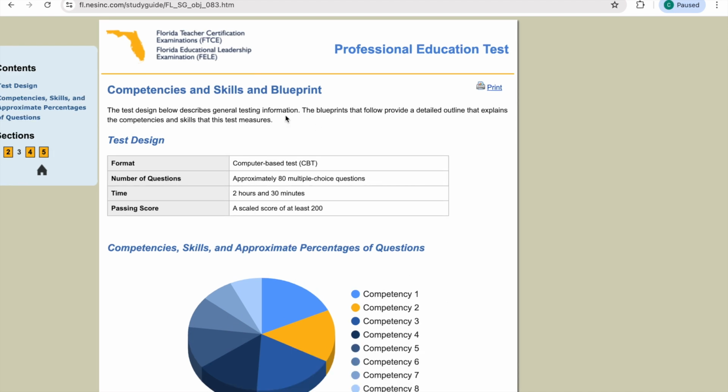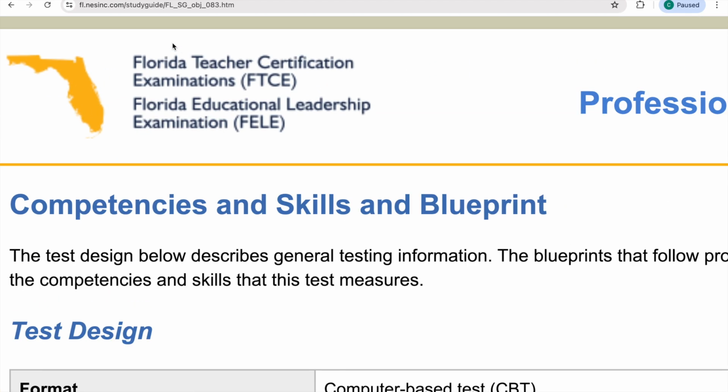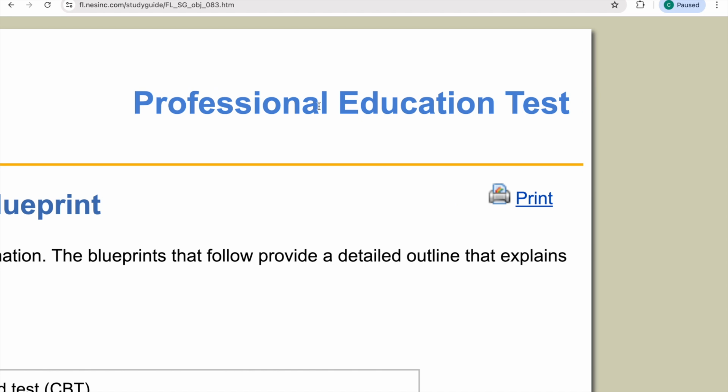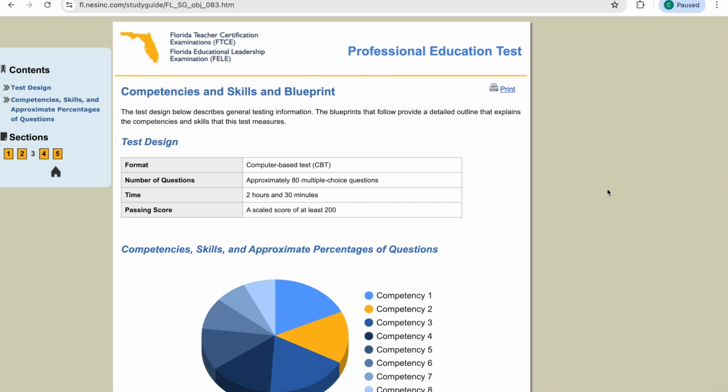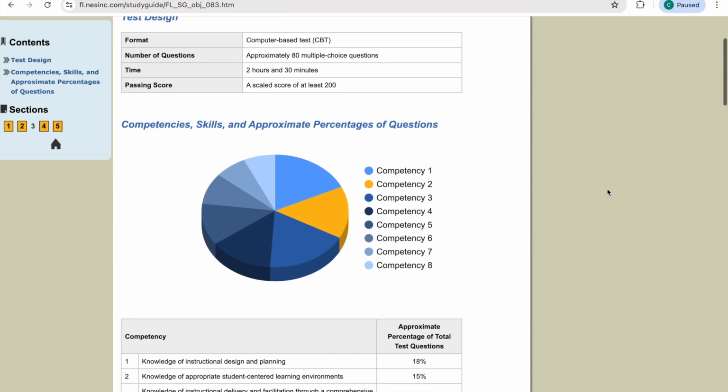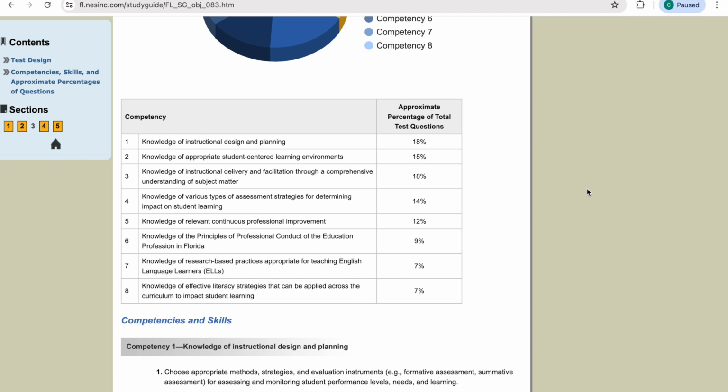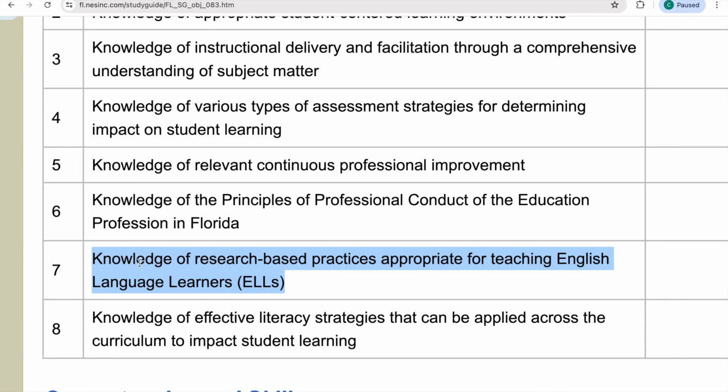This is for people who want to become licensed teachers in the state of Florida who need to pass their Florida Teacher Certification exam. Specifically, we're talking about the professional education test. Like I mentioned at the top, this is lesson number 2. Make sure that you have watched lesson number 1 plus the overview. All right, now in this lesson, what is going to be covered is competency number 7, which states knowledge of research-based practices appropriate for teaching English language learners, or ELLs.